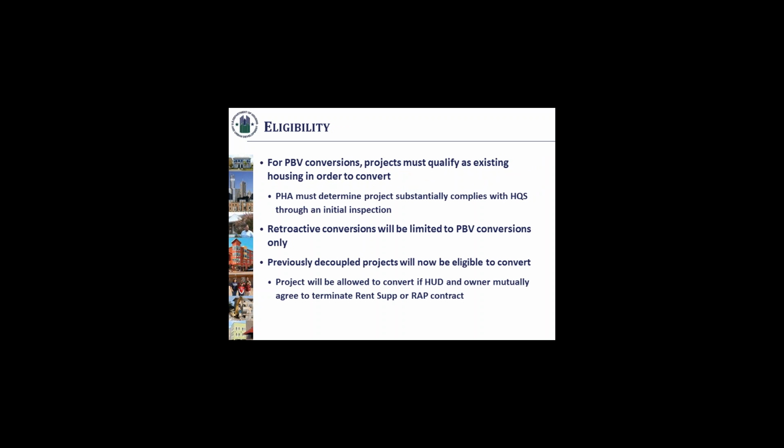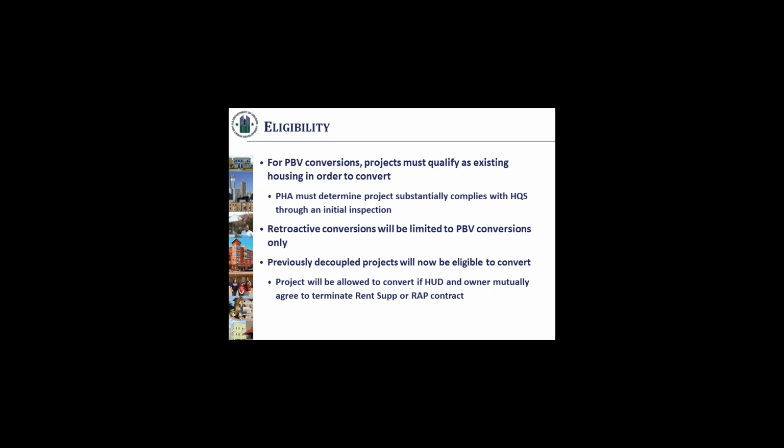For PBB conversions, projects must qualify as existing housing in order to convert. They technically need to be existing housing for PBRA conversions too, but that's not really a term that's used in PBRA world. So I note this for PBB conversions only. The reason this is important is because a PHA must determine that the project substantially complies with HQS through an initial inspection before they can be selected as a project under the second component of RAD.